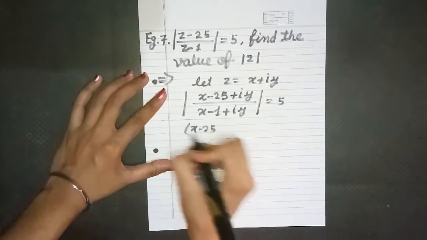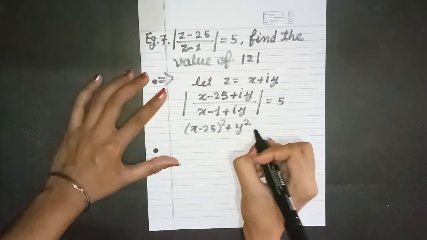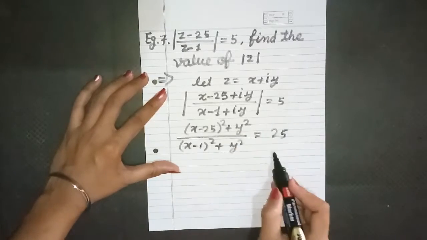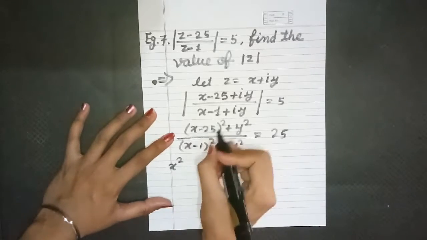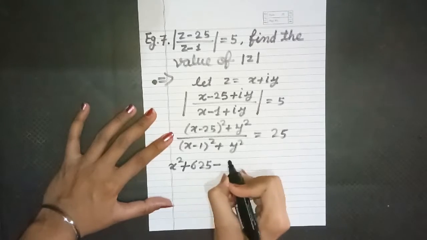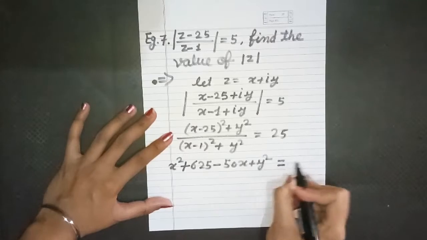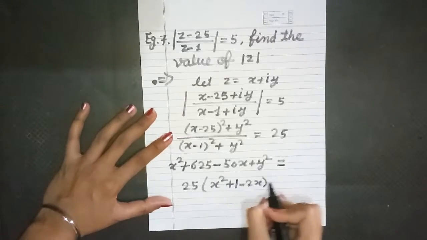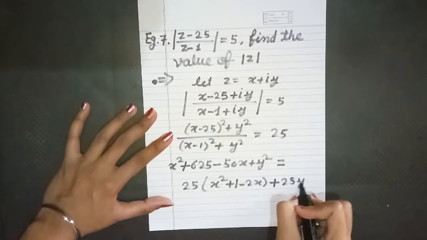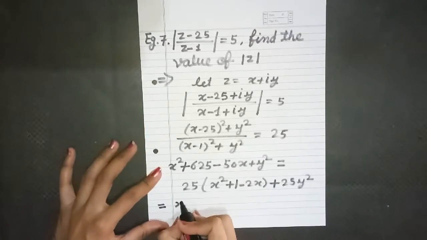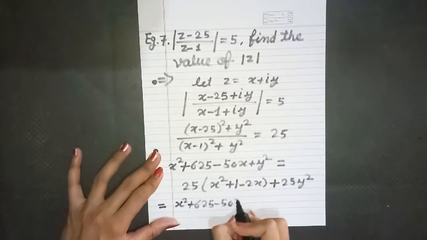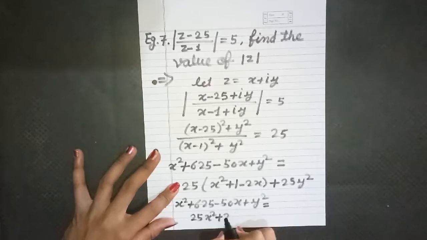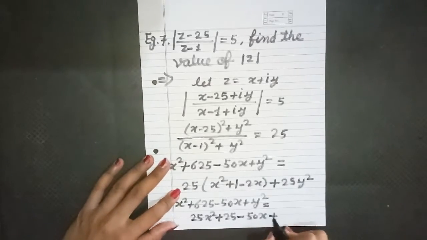Now (x minus 25) square plus y square, right, by (x minus 1) square plus y square, this is equal to 25, right? Squaring. Now x square plus 625 minus 50x plus y square, that is equal to 25 into (x square plus 1 minus 2x) plus 25 y square. Now here let's solve. x square plus 625 minus 50x plus y square is equal to 25 x square plus 25 minus 50x plus 25 y square.